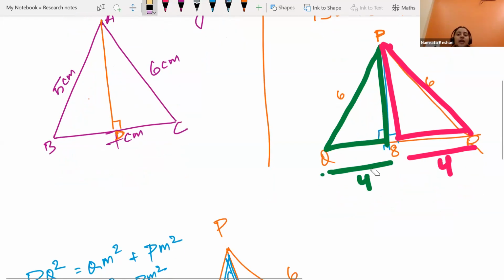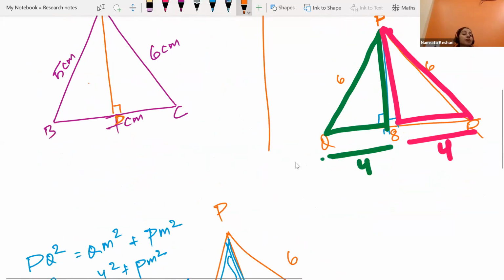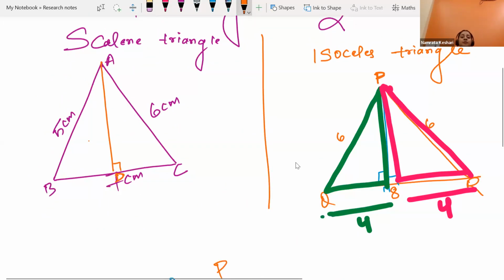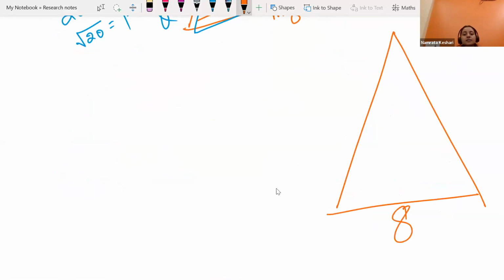For an isosceles triangle, if all the three sides are given, still we can find the height, and we got the height as root 20. And if we have to find the area, we are very clear with the concept that we are having an isosceles triangle where the base is 8, because on this base we have dropped the perpendicular. This height we have got as root 20. This was 6, this was 6.